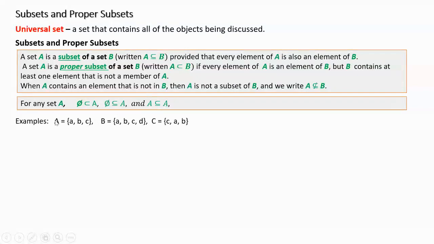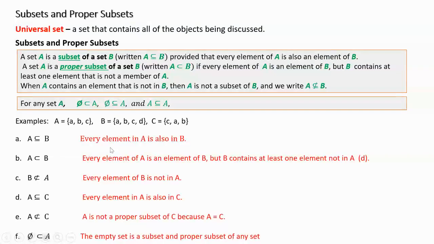Okay, example. Set A has the elements A, B, and C. Set B has the elements A, B, C, and D. And set C has the elements C, A, and B. Okay, these are all true statements.